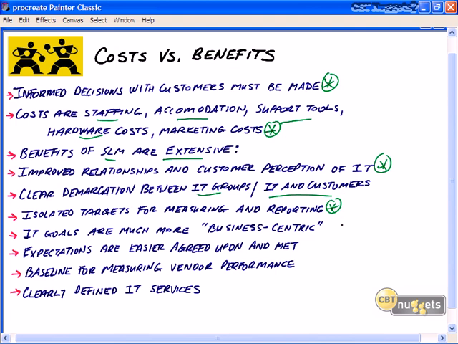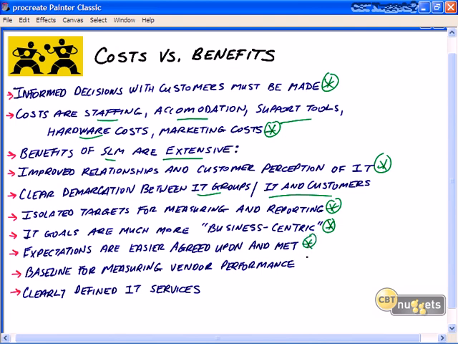It also allows you to make IT goals that are much more business-centric, which is a huge challenge today. Many times IT is wrapped up in the technology. They want newer, they want faster, they want more features. But the bottom line is, how does it meet the needs of business? And that's really the goal of service level management, to be that liaison, that common ground between IT and the business itself.